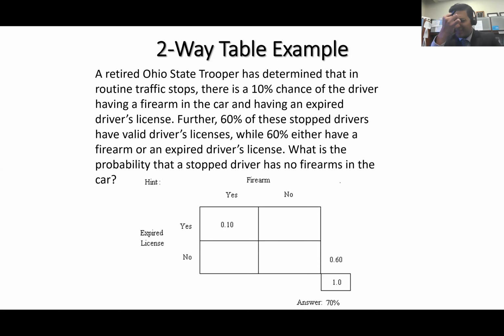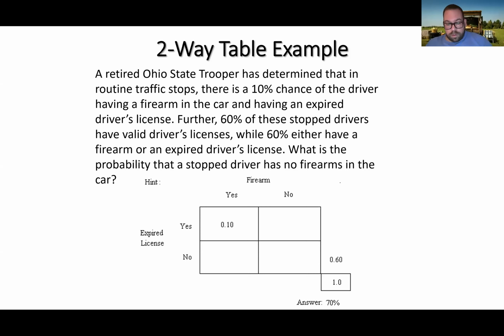A retired Ohio State trooper has determined that in routine traffic stops, there is a 10% chance of the driver having a firearm in the car and having an expired driver's license. Further, 60% of these stopped drivers have valid driver's licenses, while 60% either have a firearm or an expired driver's license. So the question is, what is the probability that a stopped driver has no firearms in the car?